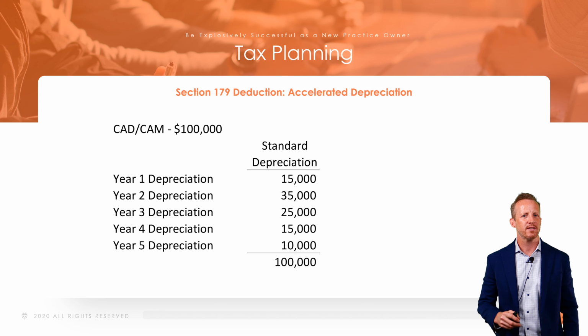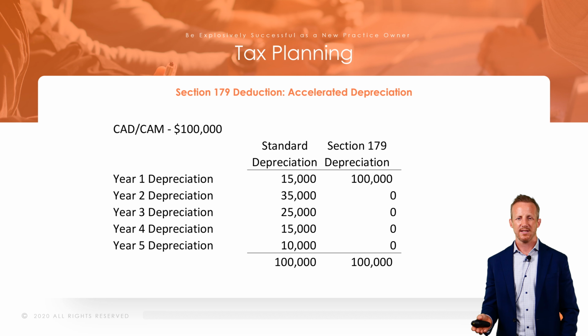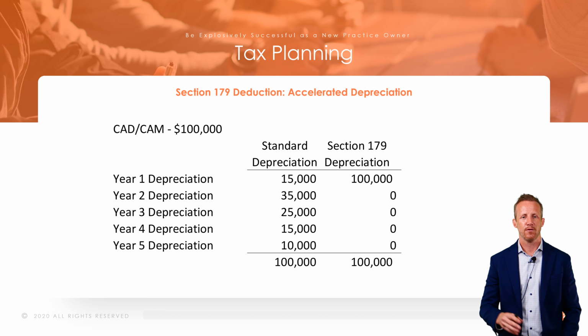Now if you take the Section 179, something happens though. You accelerate all 5 years into the year that you bought that equipment, and you get a $100,000 deduction in that year. So let's say your net profits in your corporation were on track to be $300,000 for that year. But you bought a CAD CAM on December 31st, and it was placed in your practice and ready to go. You could elect to take $100,000 off of your profit for the year, and so now you're only taxed on $200,000.